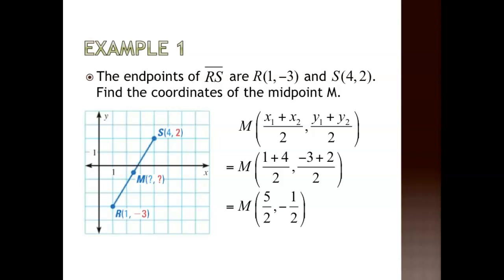Simplifying this, we get 5 halves and negative 1 half. Or if you want to work with decimals, that's fine too. That would be 2.5 and negative 0.5.